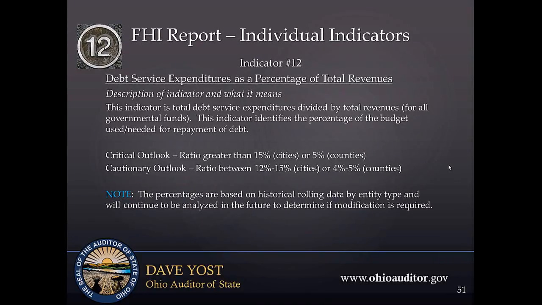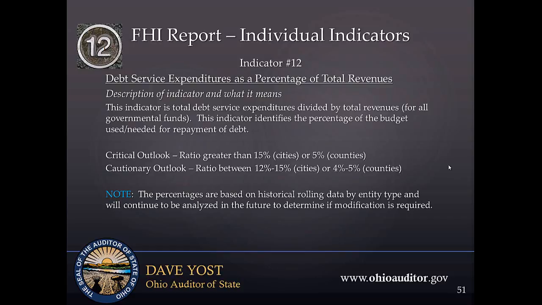Indicator 12 is debt service expenditures as a percentage of total revenues. This indicator is total debt service expenditures divided by total revenues for all governmental funds. This indicator identifies the percentage of the budget needed for repayment of debt. High debt service expenditures to total revenues is unfavorable since the entity spends more of its current budget on debt repayment. An increasing trend may mean the percentage of budget dedicated to debt payments is increasing, and therefore less revenue will be available for capital asset repair or replacement or meeting current operating demands.